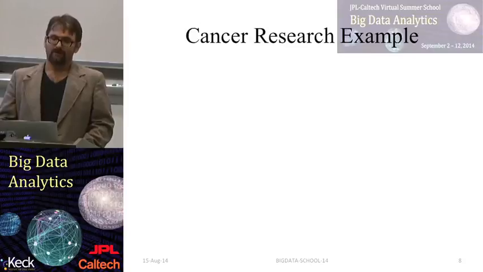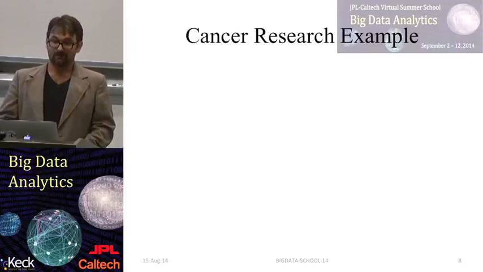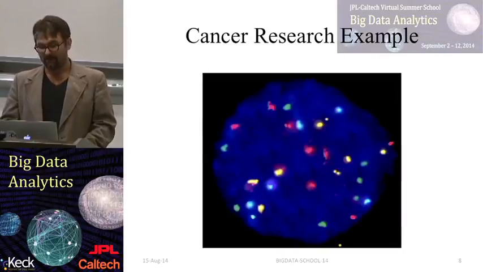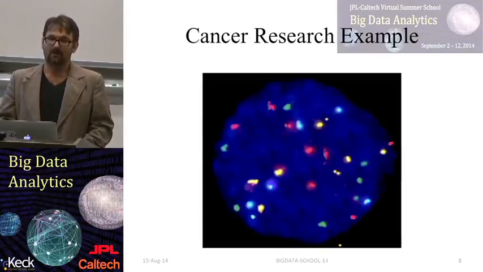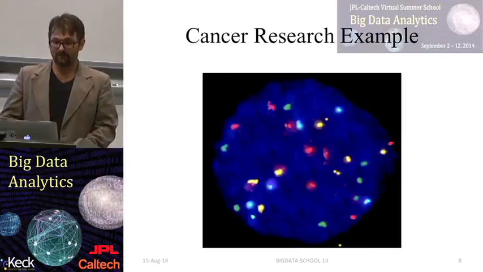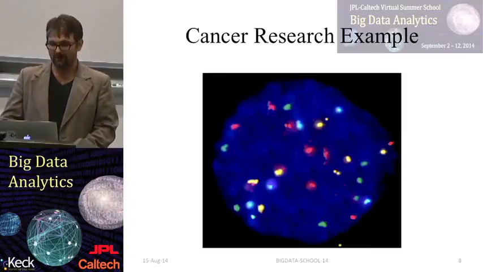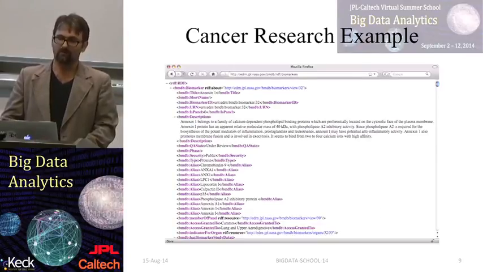So thinking about metadata in the context of an actual example relevant to big data, you might think about cancer research. This is an actual slide image of cancer cells originally taken from a white light bronchoscopy, thinking about lung cancer. This is a cell image related to that, and this is its associated metadata.